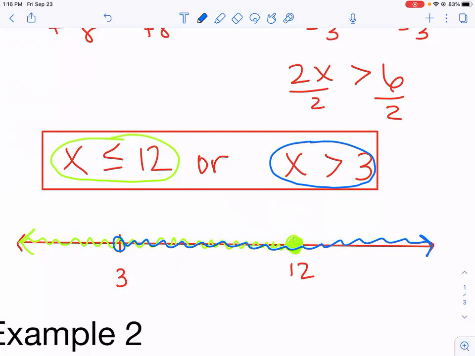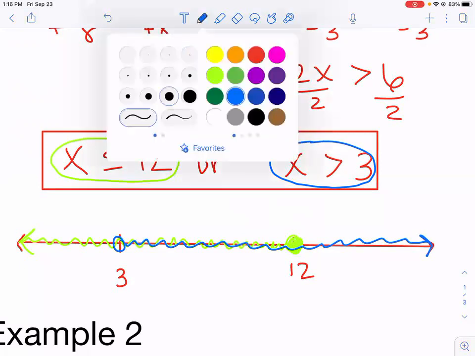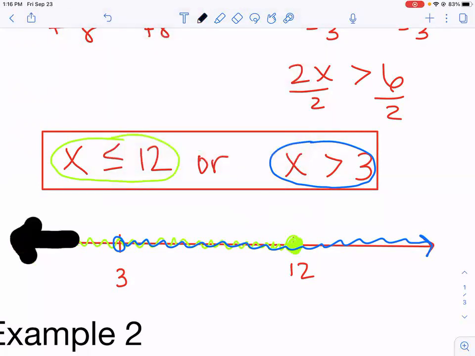Okay, now, hold on, is this an and or an or statement? This is an or statement. If it were an and statement, I would be looking for the overlap. But for the or statement, we take both inequalities and we put both graphs on there and we want one or the other. So we collectively have, okay, so I colored the entire number line, didn't I?